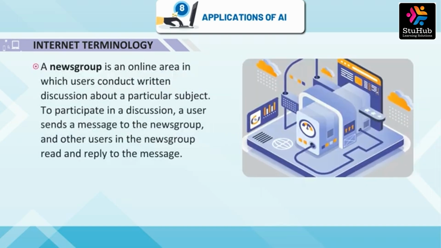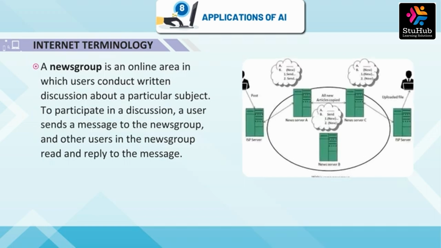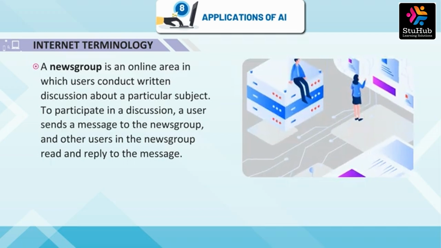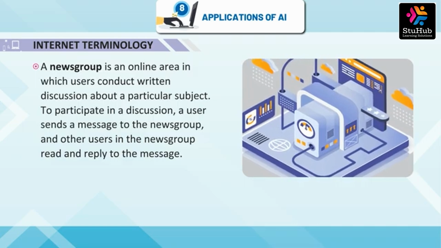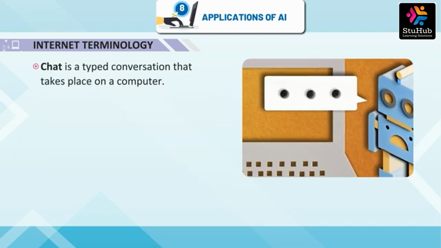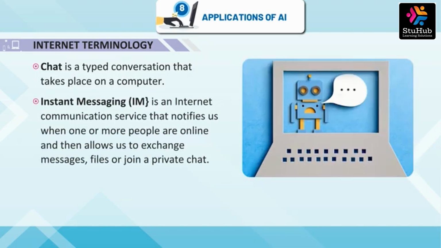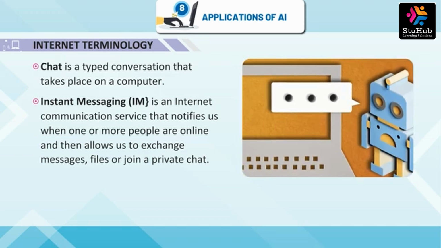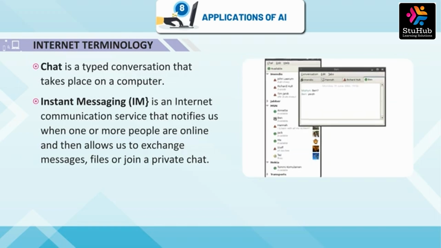A newsgroup is an online area in which users conduct written discussion about a particular subject. To participate in a discussion, a user sends a message to the newsgroup, and other users in the newsgroup read and reply to the message. Chat is a typed conversation that takes place on a computer. Instant messaging, IM, is an Internet communication service that notifies us when one or more people are online and then allows us to exchange messages, files, or join a private chat.